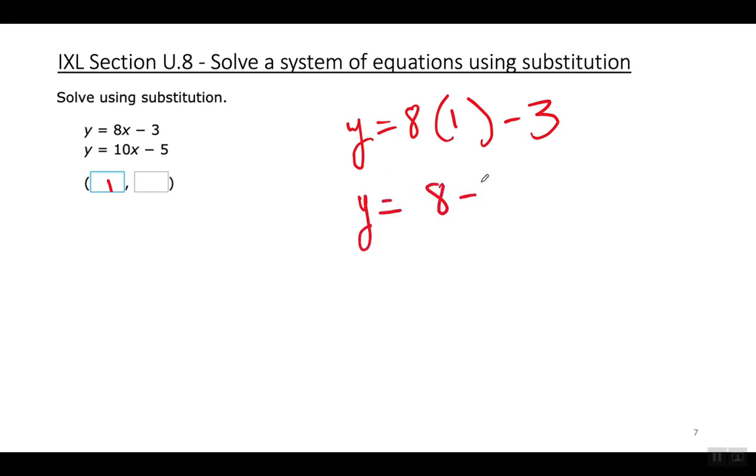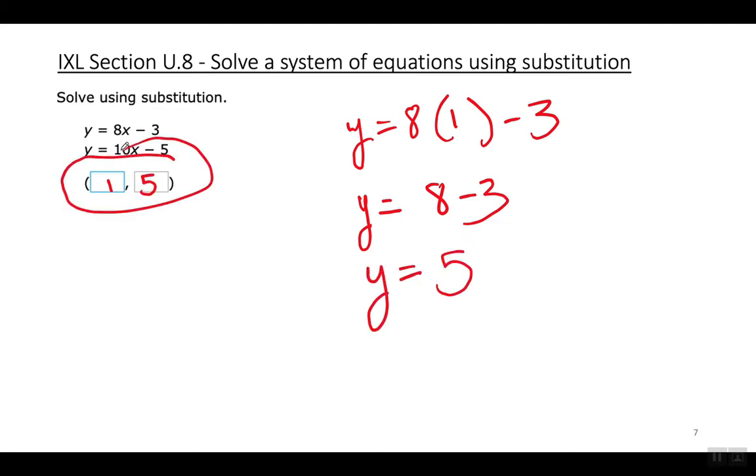So y equals 8 minus 3, y equals 5. That's my answer.